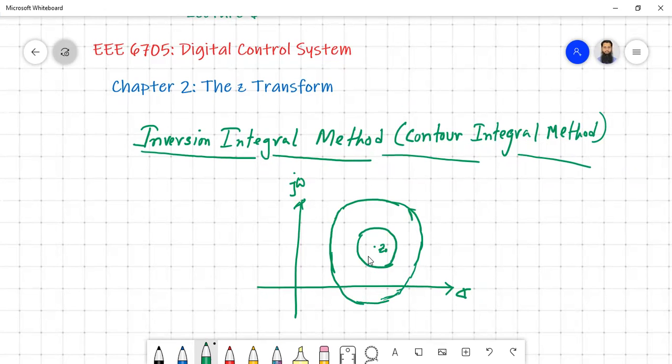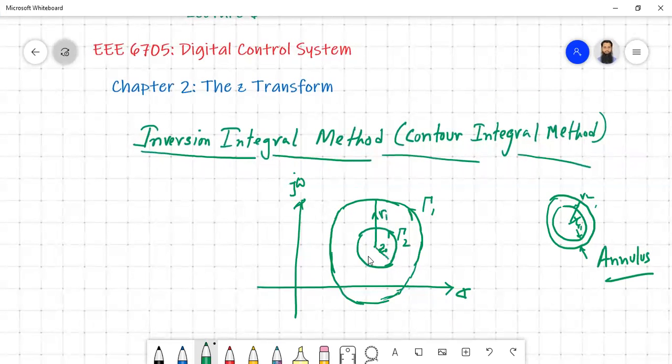We call this one gamma 1 and this one capital gamma 2. This shape in between the two circles, where maybe one has radius R1 and the other radius R2, is known mathematically as an annulus. Even though they may be slightly deformed circles, assume that those are two circles. The radius of the outer one is R1 and the radius of the inner one is R2, with origin Z0.